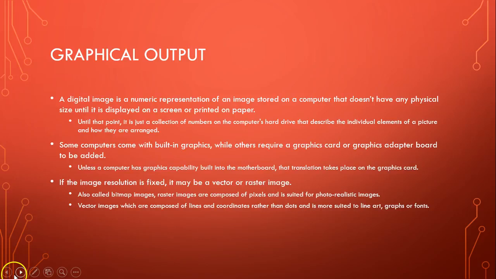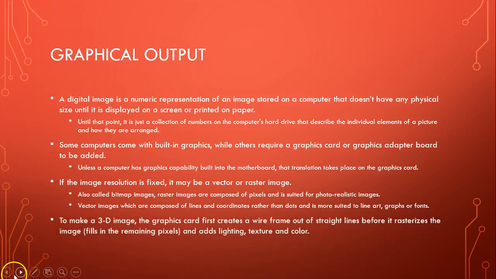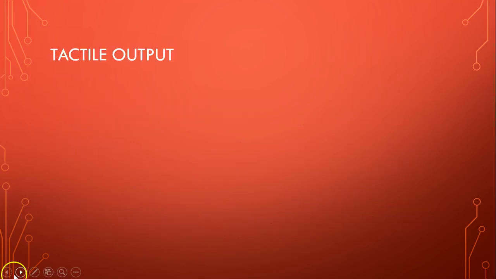Raster images are typically not the ones you want to use if you're doing computer editing because they don't stretch well. That's how you get the distorted images. Vector images tend to resize pretty nicely and keep the image you want. Now, if you make a 3D image, the graphics card typically first will create a wireframe out of straight lines. Before it rasterizes the image, it fills in remaining pixels and adds lighting, texture, and color.